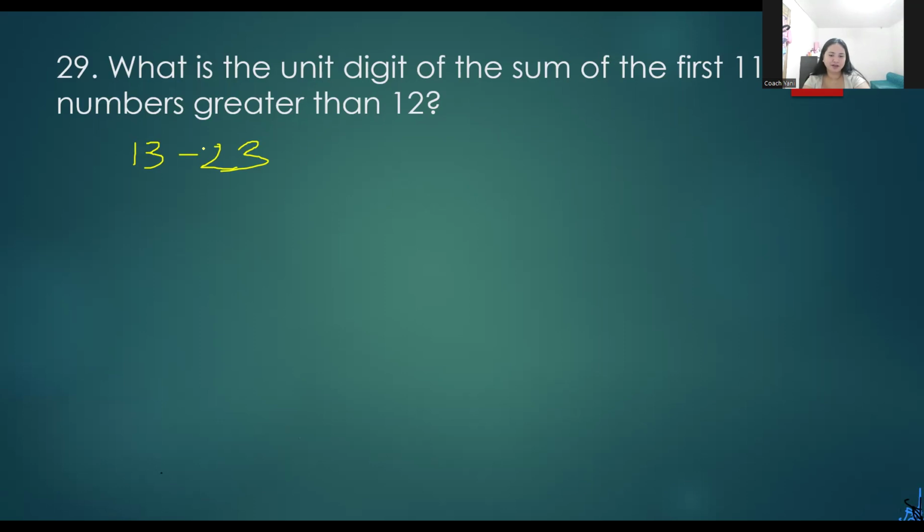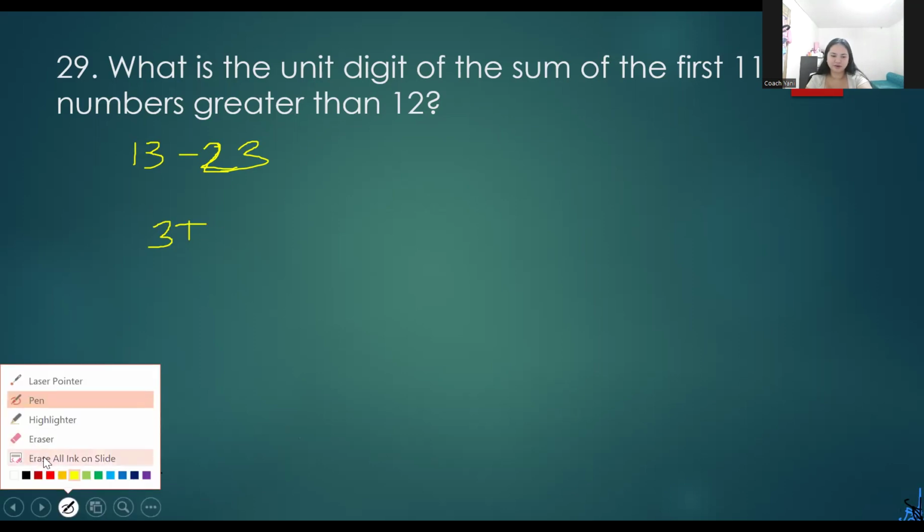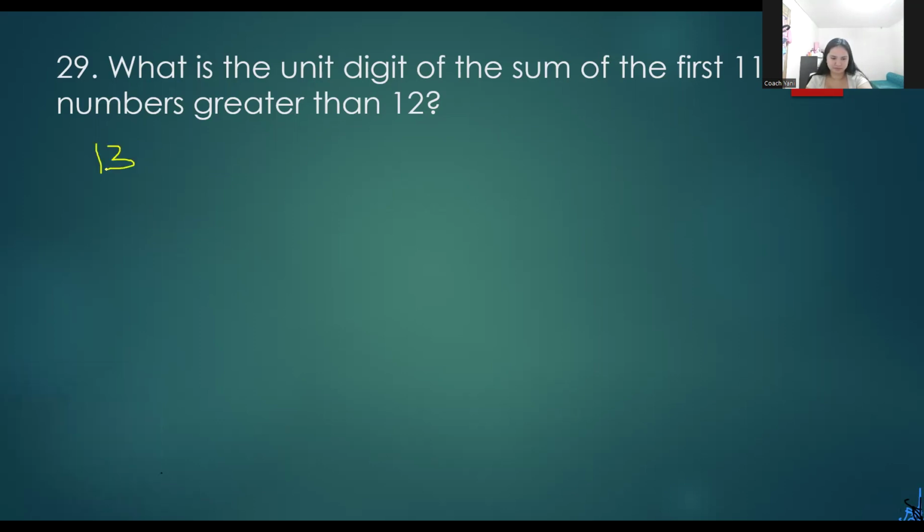How would you find the unit digit of this one? So what would be the unit digit of 13? You just need to add 3, 4. Yeah, let me write again. 13, you have 14, 15, up to 19, right? So that means you add everything 3 up to 9. So how much is that? You just add the units digit. How much is that?